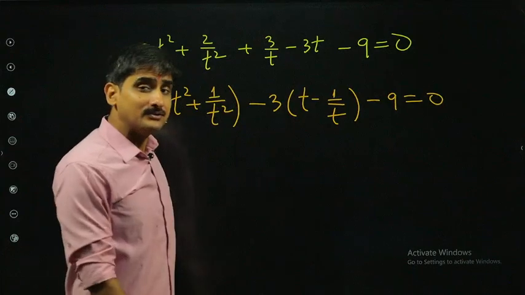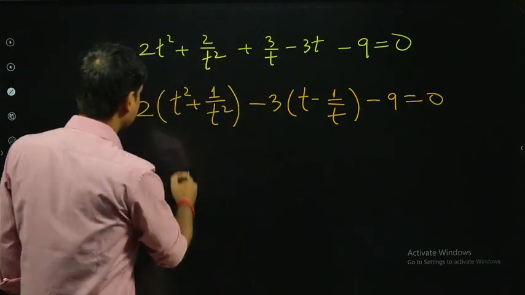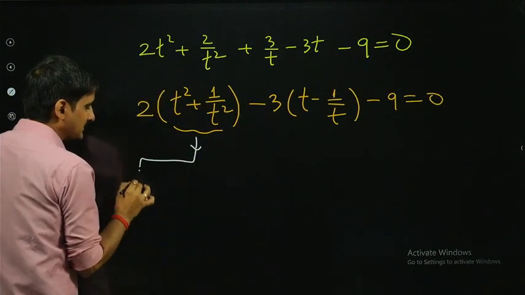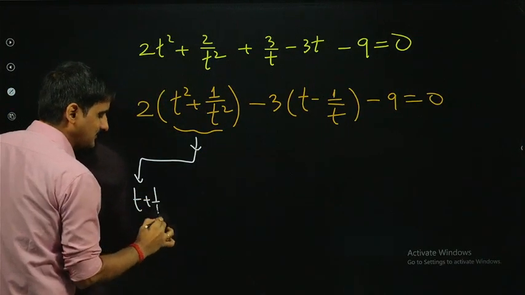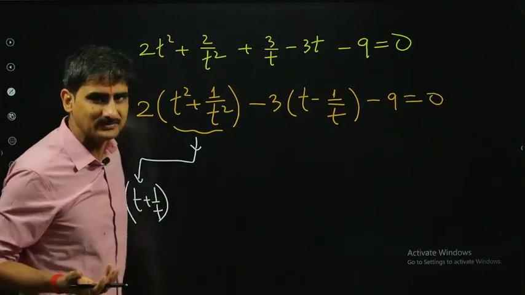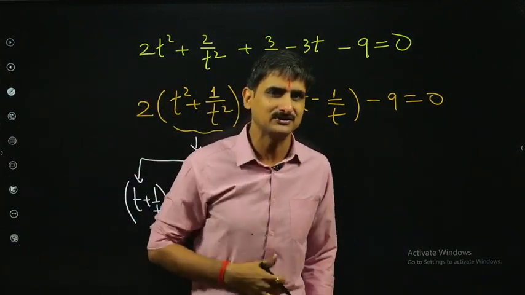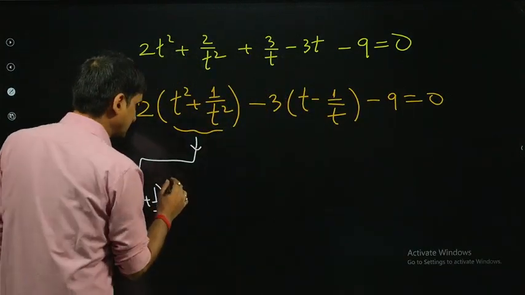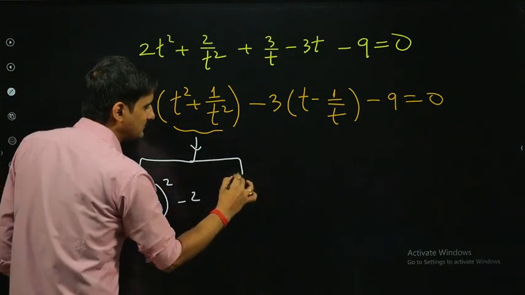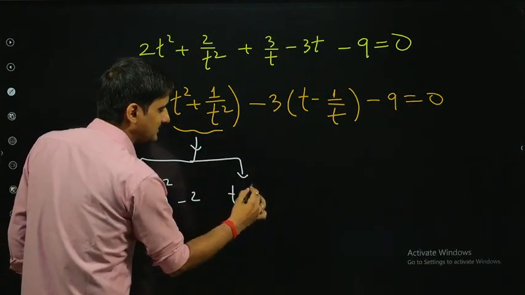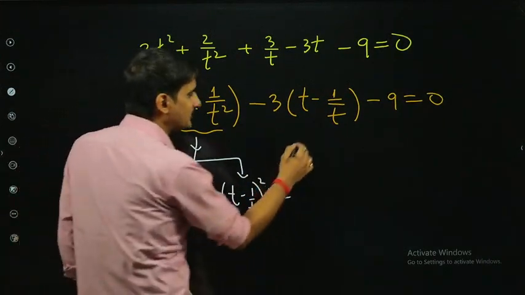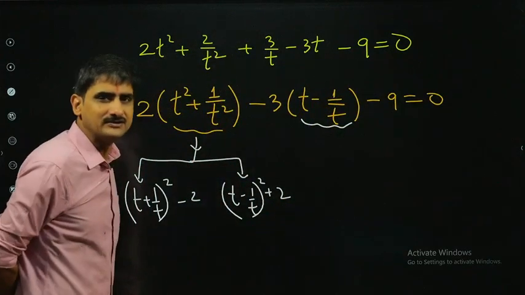Now see, the beauty of this term, t square plus 1 by t square, is that it can be written as a perfect square of t plus 1 by t. Now you can say, okay, any such a square plus b square can be written as a minus b whole square plus a plus b whole square. The point is that you get a constant. You just need to add and subtract a constant, or you can write it as t minus 1 by t whole square plus 2. What are you going to choose? Of course, it is to be decided by this term.